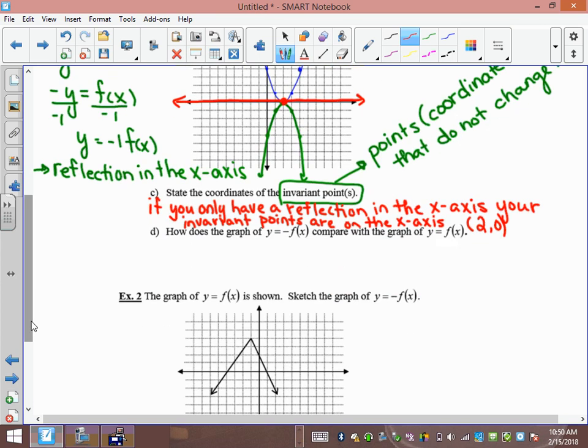How does the graph of y equals negative f of x compare to the graph of y equals f of x? It's a reflection in the x-axis. If it reflects in the x-axis, it affects the y's. If it reflects in the y-axis, what do you think it's going to affect? The x's. Okay. So we have reflection in the x-axis. So our mapping, if we just have this, our mapping is going to be x, y becomes x and what? Negative y.